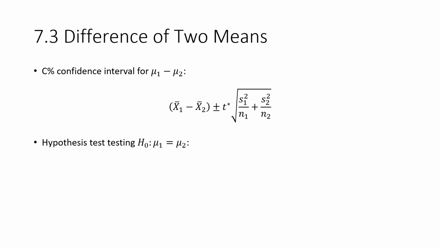When we're conducting a hypothesis test to test for a difference in means, the null hypothesis would be that the means are equal to each other, so mu1 equals mu2. And our test statistic will be a t-test statistic. It'll be the difference in the two sample means in the numerator divided by the standard error, which we calculate by taking the square root of s1 squared over n1 plus s2 squared over n2.